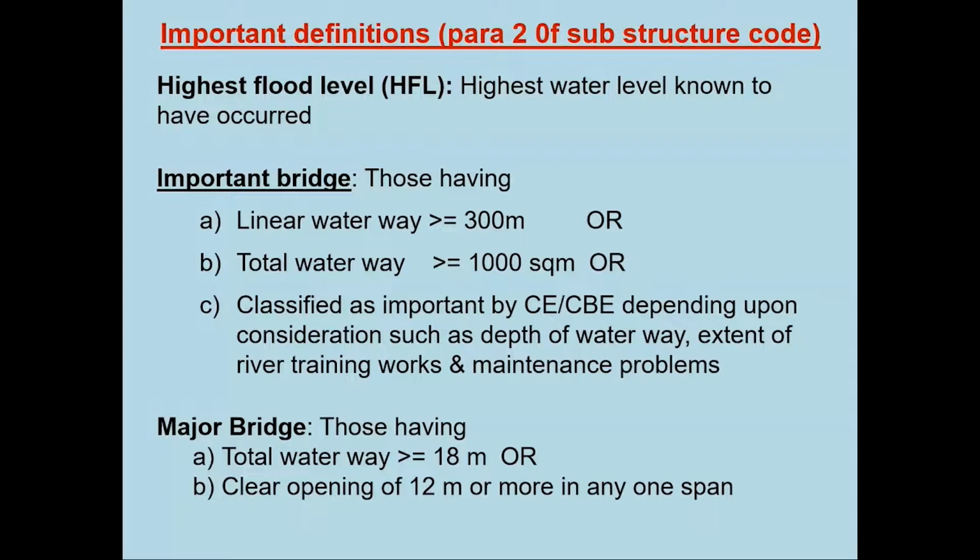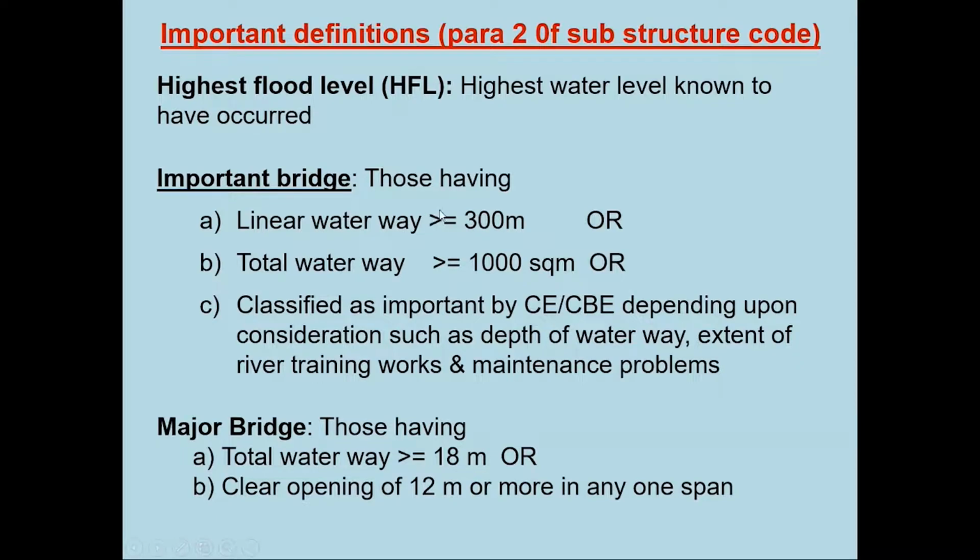So the chief engineer or CBE can increase that duration to 100 years, so that the probability of occurring of such a flood is only once in 100 years. So these are the design spans.